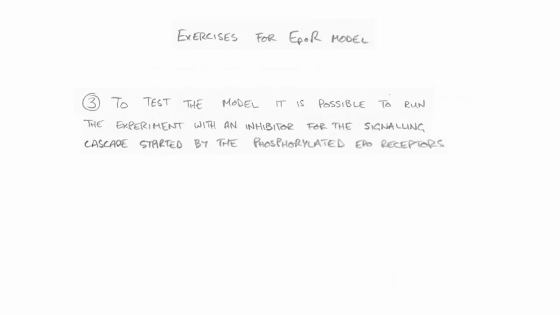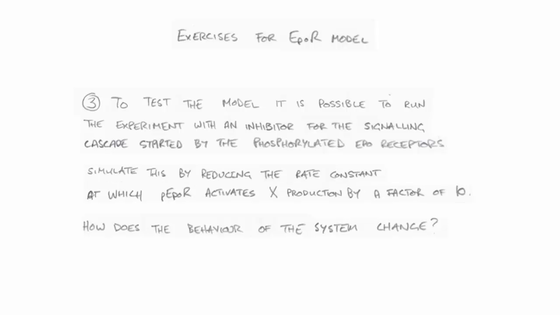Okay, so the third exercise is that to test the model we've made, it would be possible to run the experiment again, but adding an inhibitor that inhibits the signaling cascade started by the phosphorylated receptors. So we can simulate that by reducing the rate constant at which phosphorylated receptors activate X production. So if you reduce that rate constant by a factor of 10, how does the behavior of the system change?